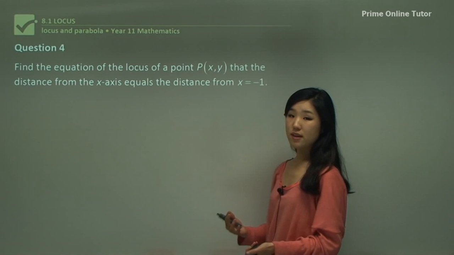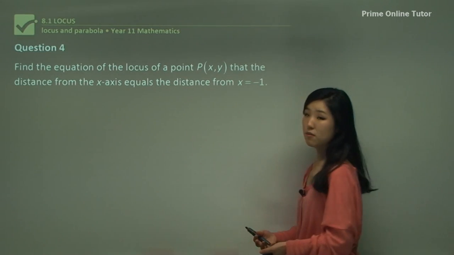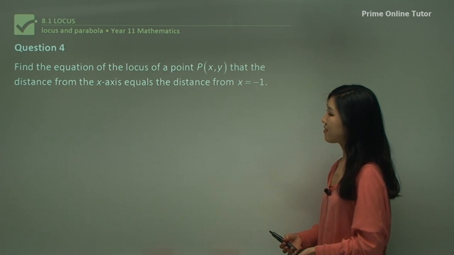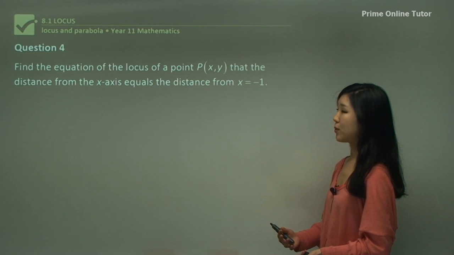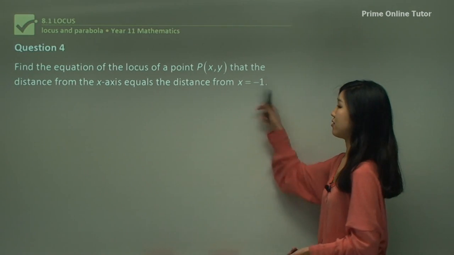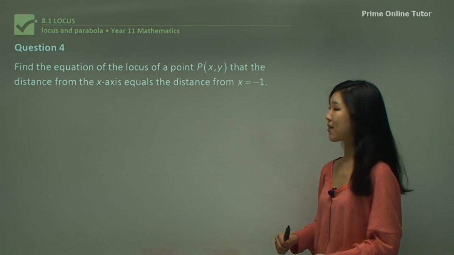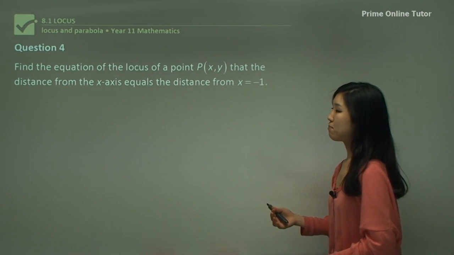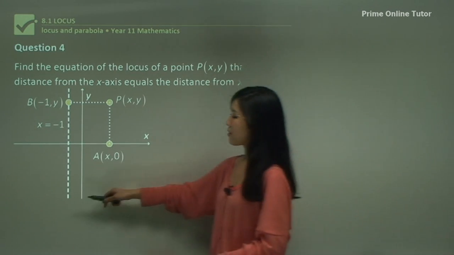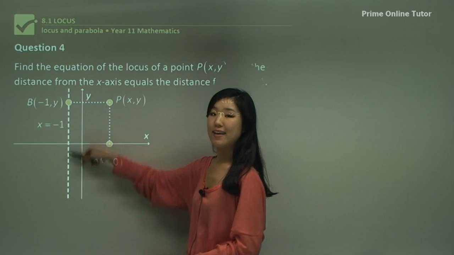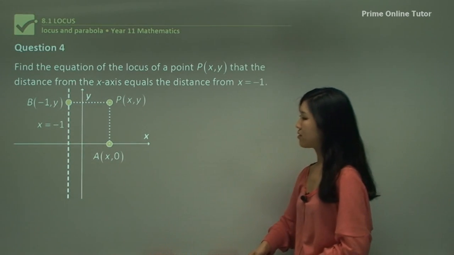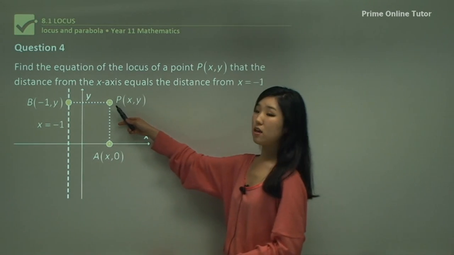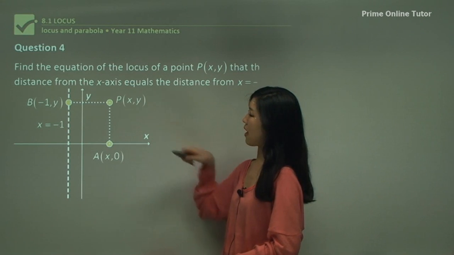Okay, so question 4 says, find the equation of the locus of a point P such that the distance from the x-axis equals the distance from x equals -1. Okay, so this time they give us a line, basically looks like this. This is x equals -1. I just put it in dotted lines. Okay, that's x equals -1. This is P. Okay, P can be anywhere, but I just put it there.